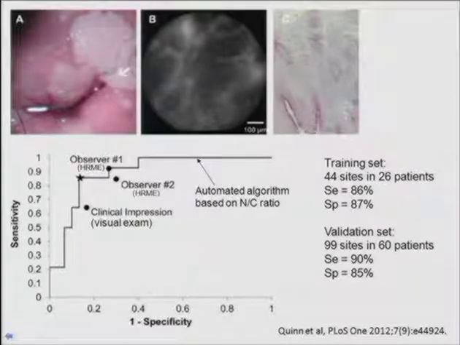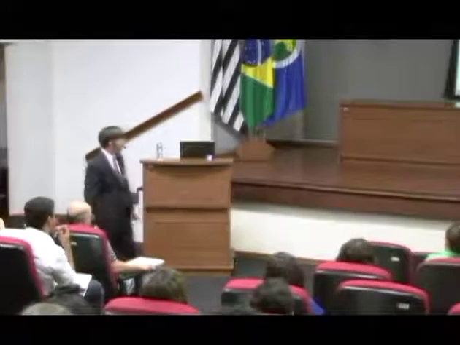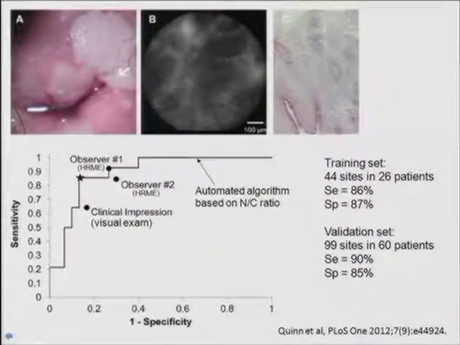Diagnostic performance is shown for the training set here. This ROC curve corresponds to the automated algorithm diagnostic performance calculated based on the nuclear to cytoplasmic ratio. This is the performance of clinical impression in that same data set. And these two dots here are the performance of two observers subjectively interpreting the high-resolution images, looking at the high-resolution images and stating whether they believe that that showed a normal or abnormal site. So there are different ways that you can arrive at diagnostic results and then calculate and report those values. And these are the values in the training set and in the validation set of 60 patients.